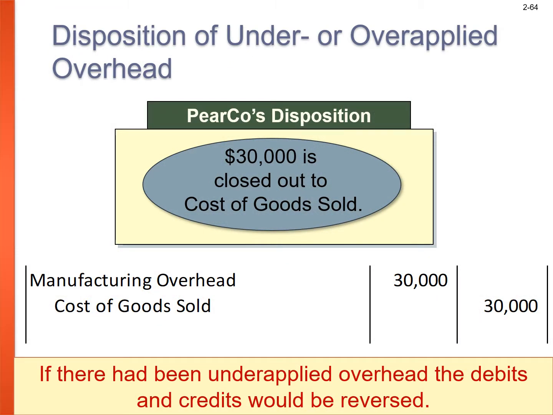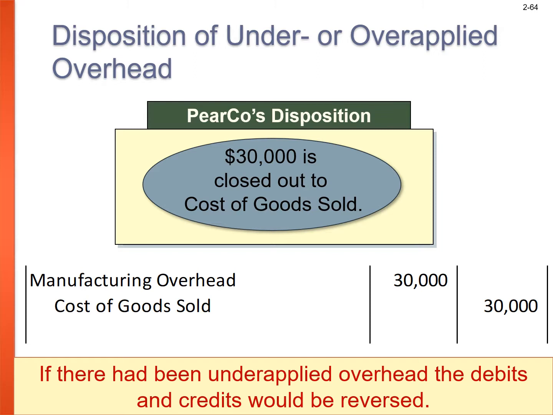So what does Pear Company do? Since they underapplied, they will debit manufacturing overhead. Now I have myself confused. I apologize. This is an overapplied. I couldn't remember if Pear Company over or underapplied. I apologize. When you overapply, you will debit the manufacturing overhead account because your credits would be more than your debits.